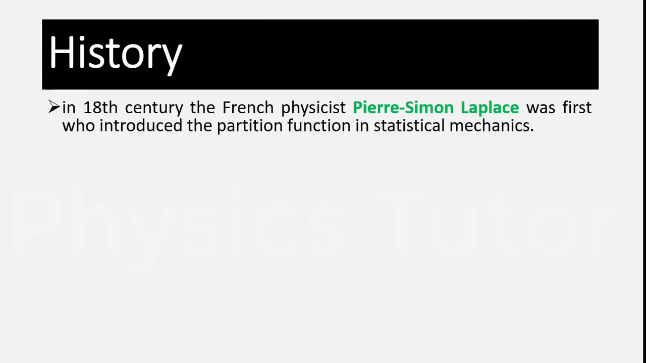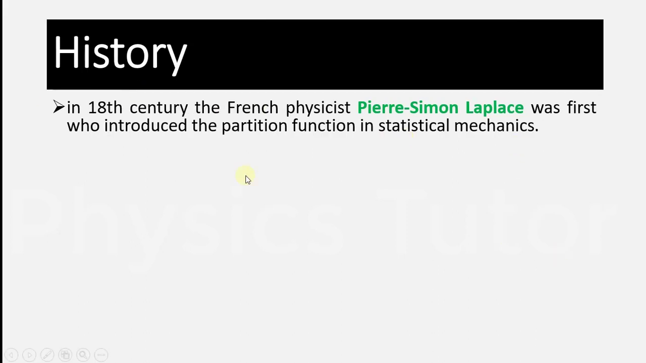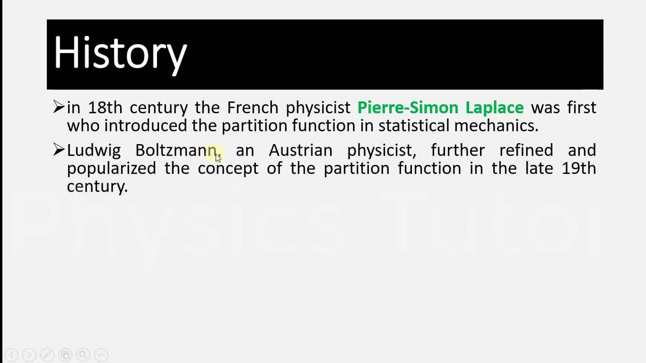So before starting this lecture, we will see the history of partition function and know about the scientist who gave this theory. The scientist who gave this theory was Simon Laplace, who worked on partition function and introduced the partition function in statistical mechanics. Later, Boltzmann and different scientists worked on partition function. So before finding the value, first of all we will know about the role of partition function in statistical mechanics.